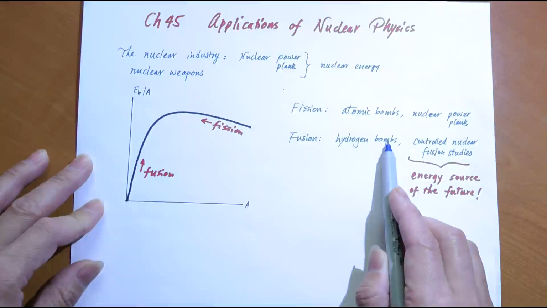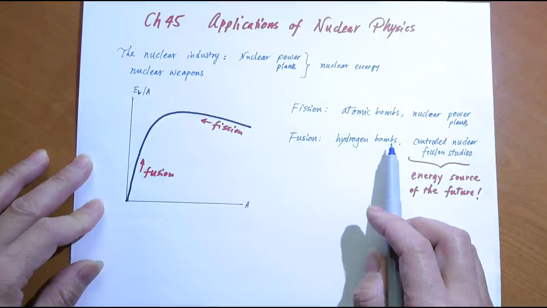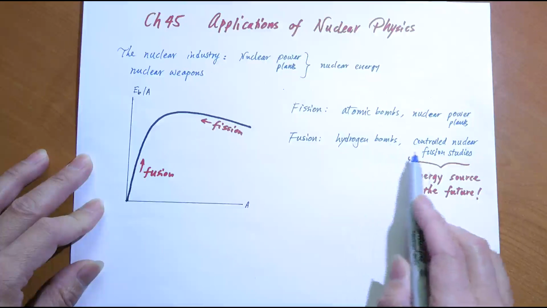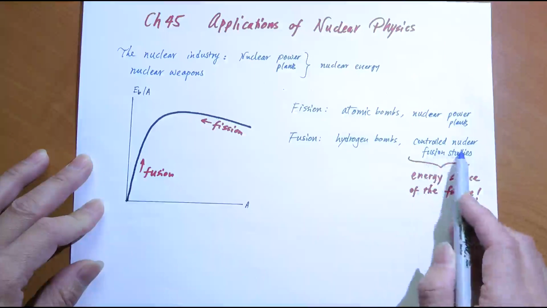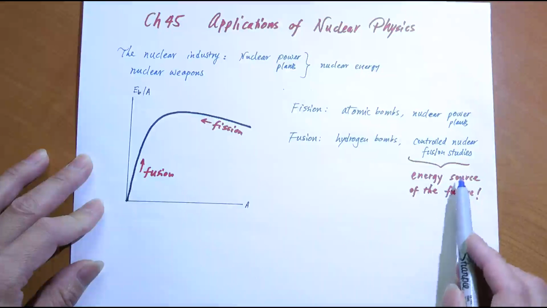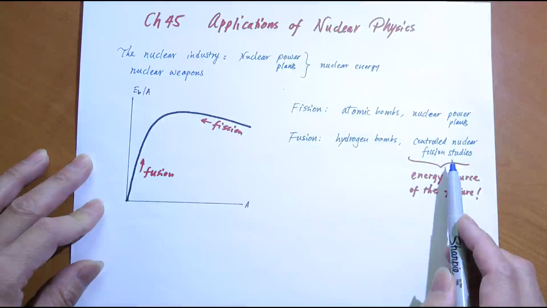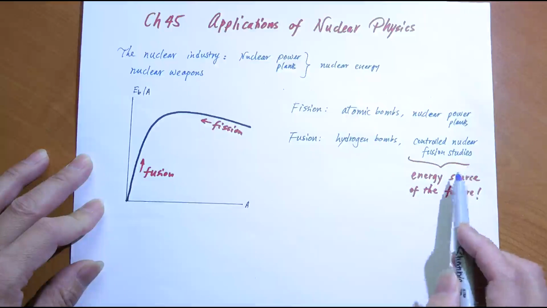It's a hydrogen bomb. On the other hand, we also want to see if there's a way for us to build a power plant based on fusion. This turns out to be far more difficult than fission. We'll see why that's the case. But we're still working very hard on that, because after all, many scientists believe that this is the energy source of the future.